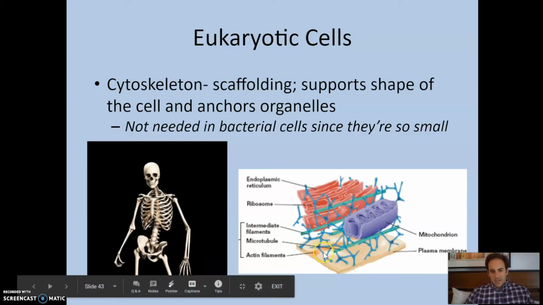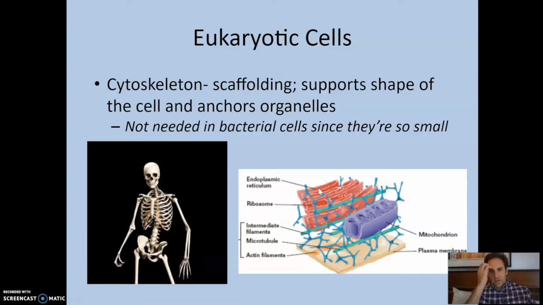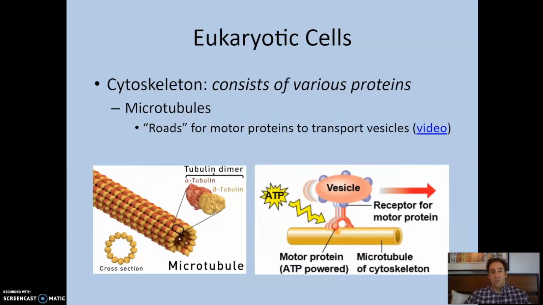And you can see it's like these little protein filaments running all over the place. I don't like to draw these into my diagrams because they would just turn into lines all over everything else and ruin it. Note that bacteria don't actually have a cytoskeleton because they're so small.